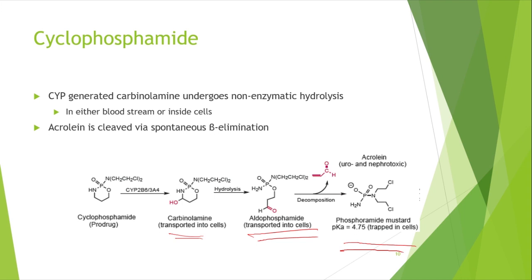Once it goes into the cells, this compound will need to go through a spontaneous beta elimination. I don't know if you remember organic chem, but this compound will undergo beta elimination. Pop out the COH, and this equivalent is eliminated. Now you have phosphoramide mustard being trapped in the cell because it's so highly charged, it's now permanently trapped in the cell.